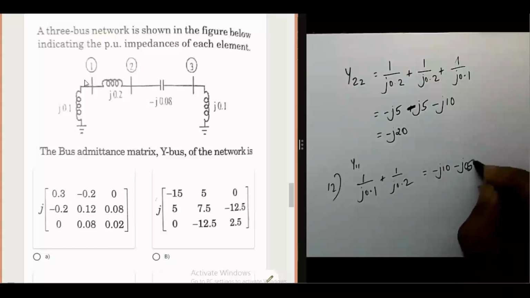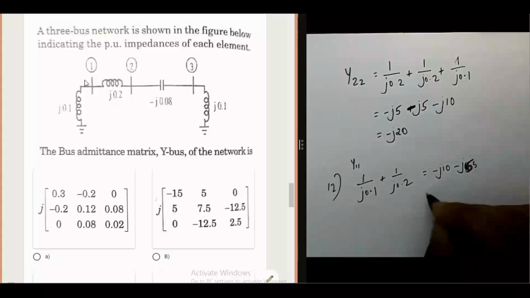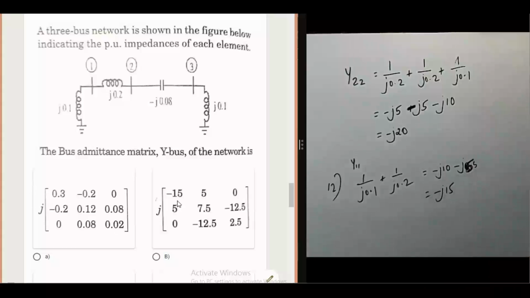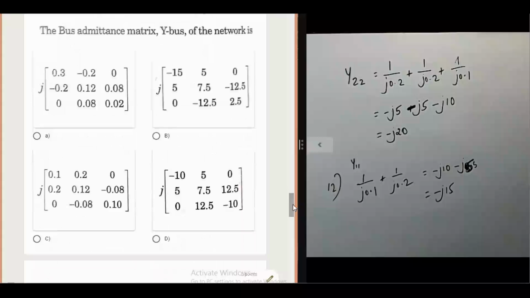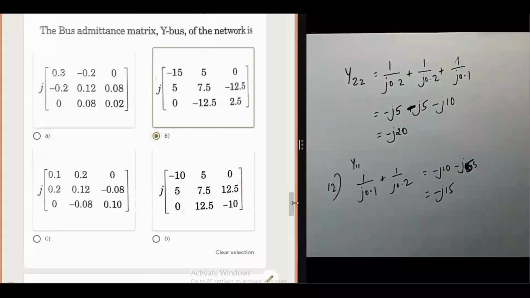Minus J5 that is equal to minus J15. Here this answer B, answer minus J15. This answer only contains the Y11 value, minus J15. B is the correct answer.